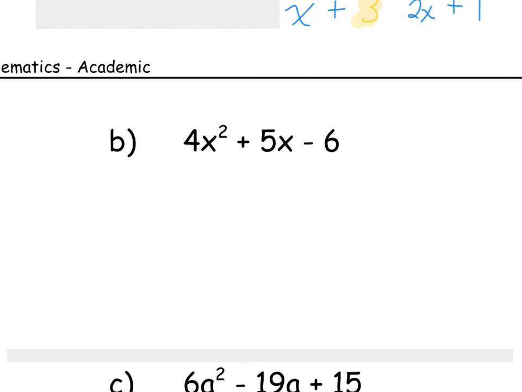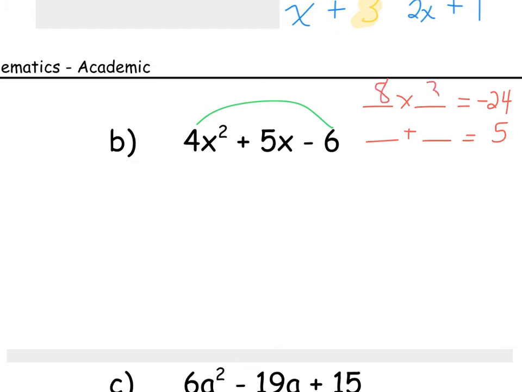So the next step on my list of things to do is to find 2 numbers that are going to multiply to give me the product of my first and last term, and also add to give me my middle term. So the product of my first and last term, 4 times negative 6, gives me negative 24. And then my middle term is 5. And so when I think about this, I am thinking, okay, well, 8 and 3 somehow will work.